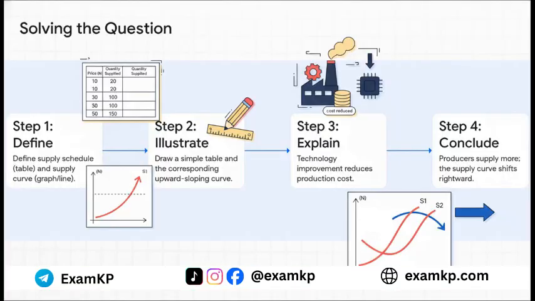So here's how you get full marks. First, you define them clearly. Schedule as a table, curve is a graph. Second, and I can't stress this enough, you must illustrate. Draw a little table and a simple labeled graph next to it. For part B, you explain the logic. Better technology lowers the cost of production. That's the key phrase. And because it's now cheaper to produce, they can offer more at every price level. The result? The entire supply curve shifts to the right.